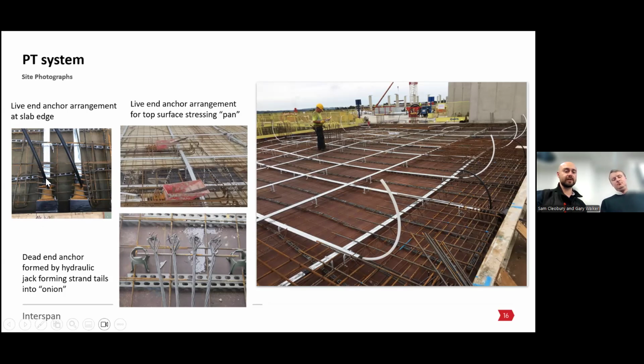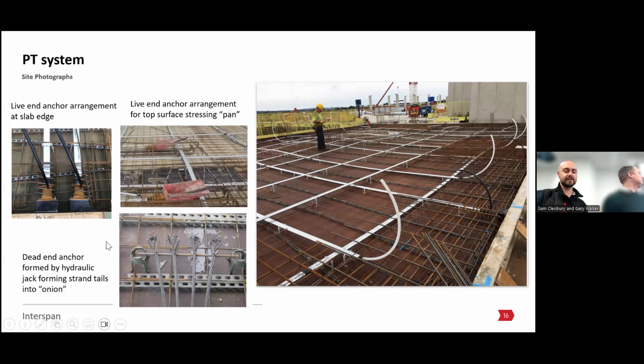In situations where we can't access the edge of the slab, we put on another type of recess. So instead of this void former here, we have what we call a pan, so that we can come in later and stress from the top surface of the slab. So you might have tendons running up to a core, so you need to stop them short and put this in so we can stress them.